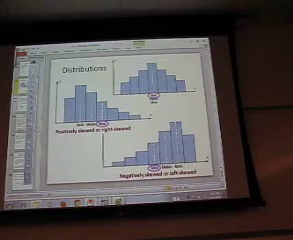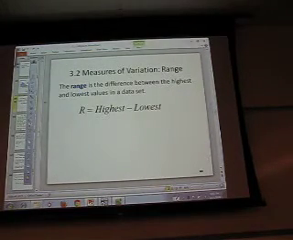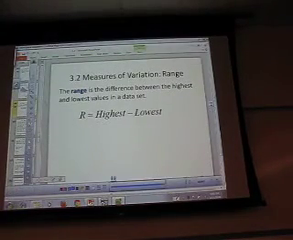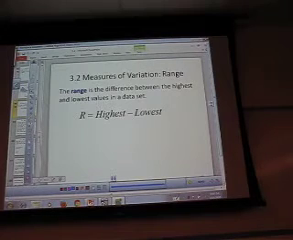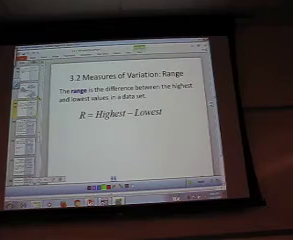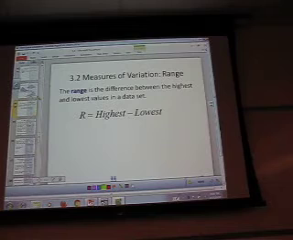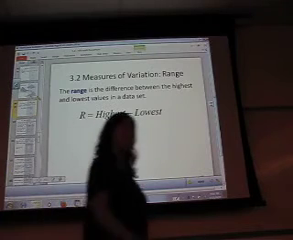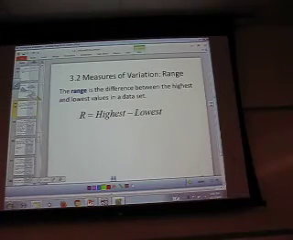What else do we have? Oh yeah, so now we're getting into 3.2. Measures of variation. Range. Everyone see the word mid there? Do you guys see the word mid? Where? Where's mid? It's not on there. There's no mid here. It was a trick, just to check and see if you're paying attention.